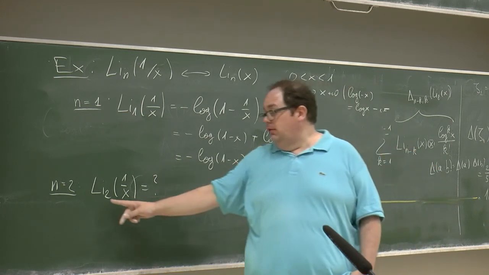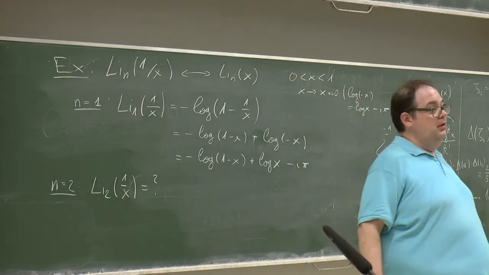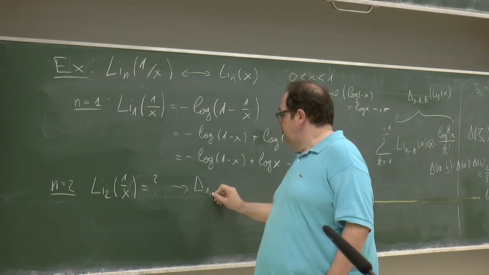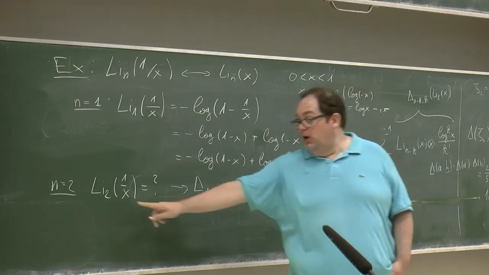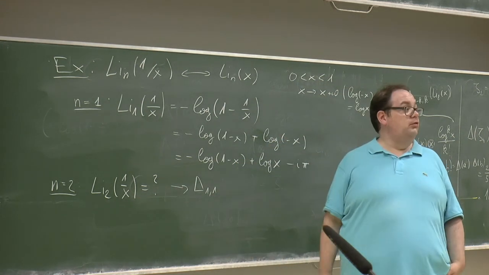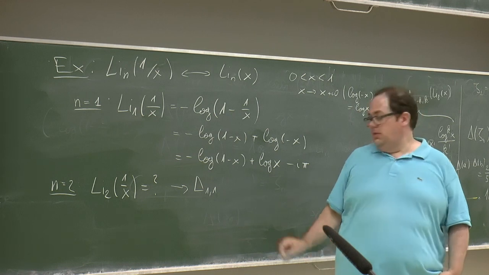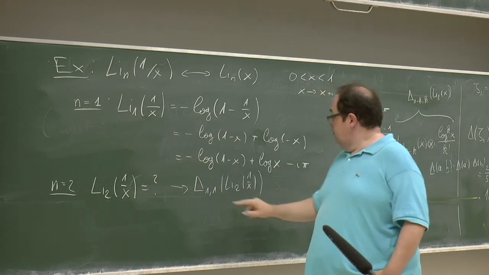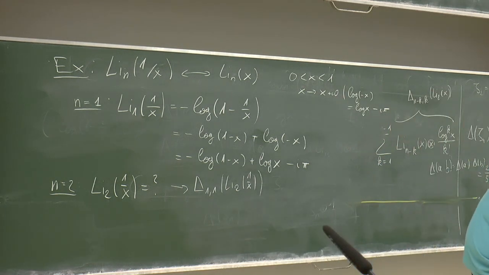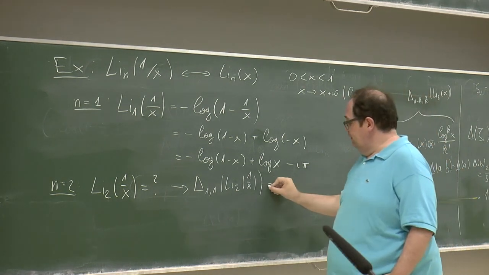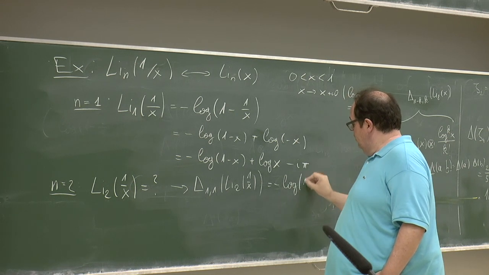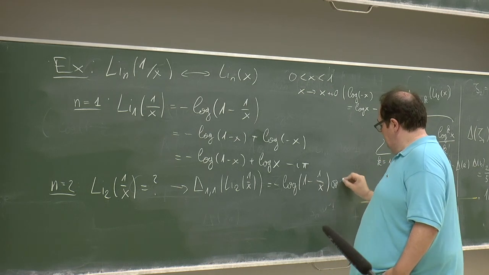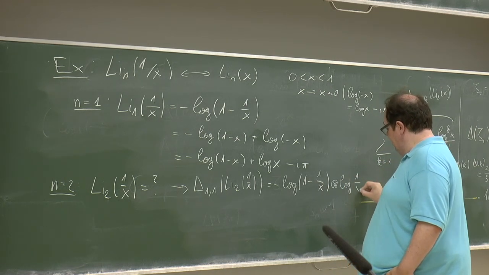Well, you don't know what to do with D2, so turn it into something simpler. Turn it into things of weight 1. Instead of having one object of weight 2, turn it into two objects of weight 1. We said up there what delta 1 of D2 is, so that is minus log of 1 minus 1 over x, tensor log x, tensor log 1 over x.